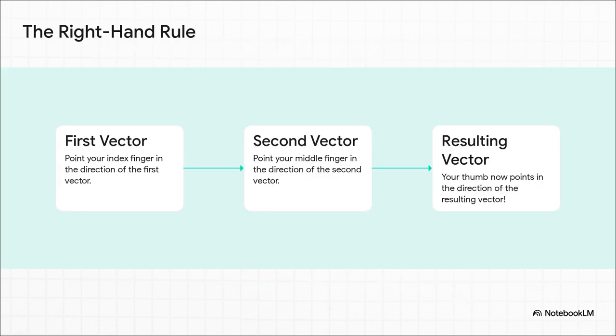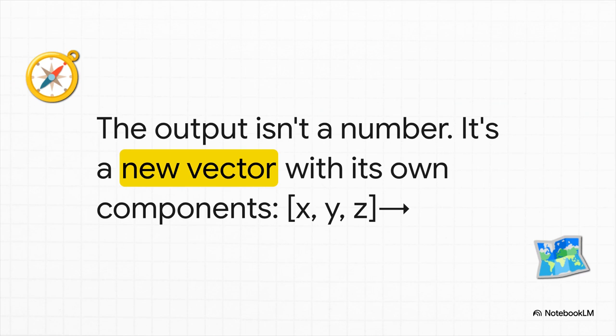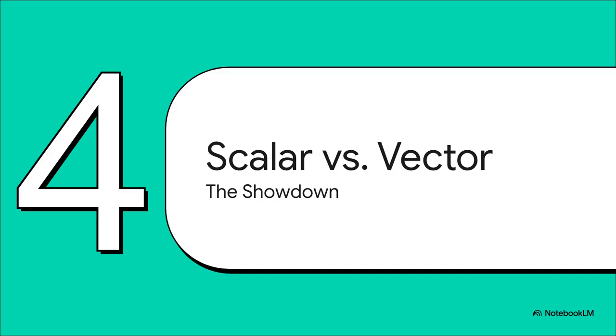So how do you know if that new vector points up or down? Easy. You use the right-hand rule. Seriously, try it right now. Point your index finger straight out. That's vector 1. Now point your middle finger out to the side at a right angle. See where your thumb is pointing? Straight up. That's the direction of your new vector. So you see, the output here isn't just a number. It's a complete set of directions. It's a brand new vector with its own x, y, and z coordinates, perfect for describing things like rotation, torque, or even magnetic fields.